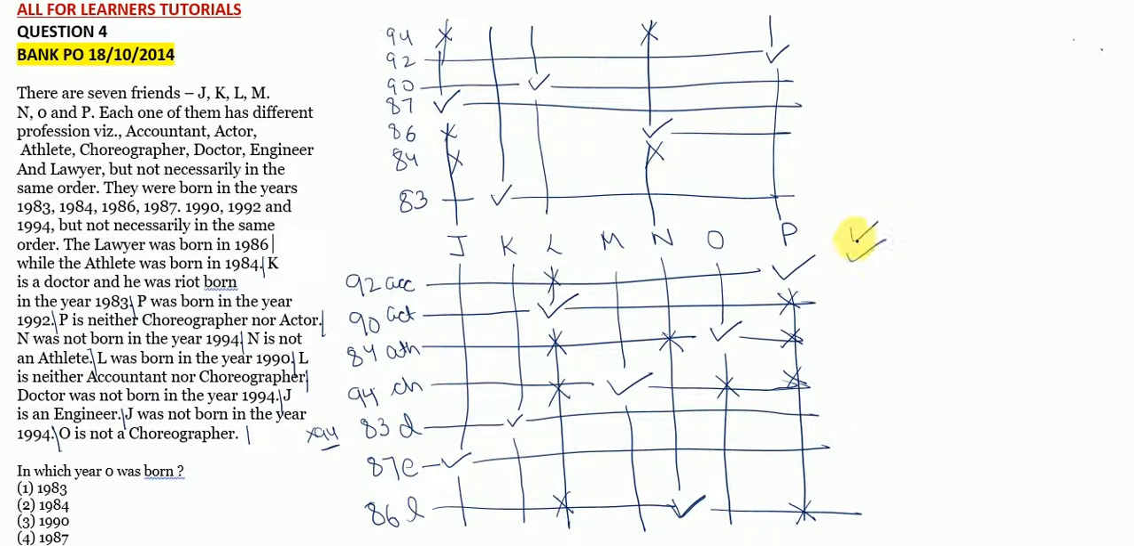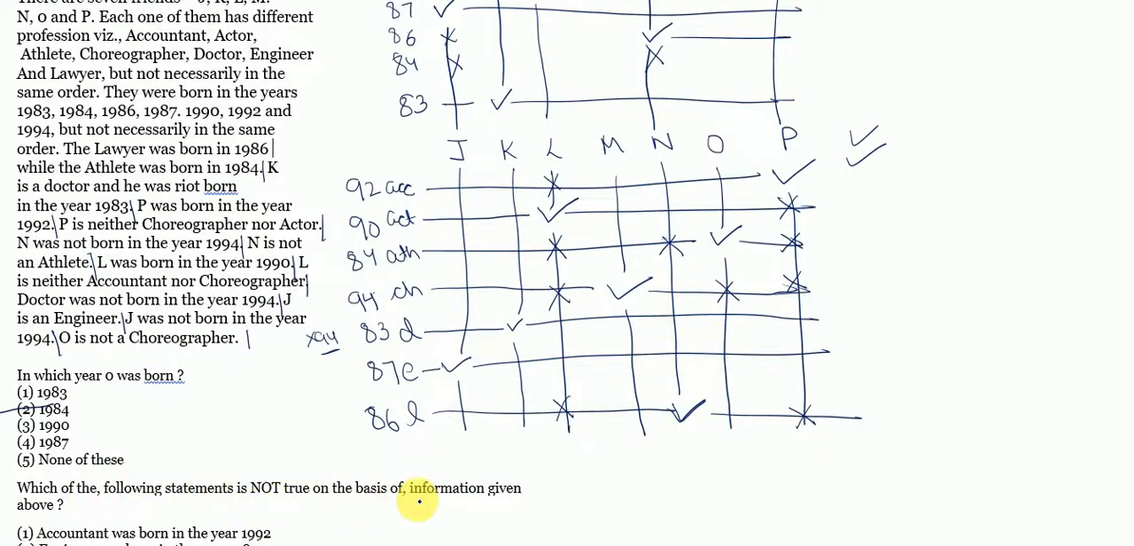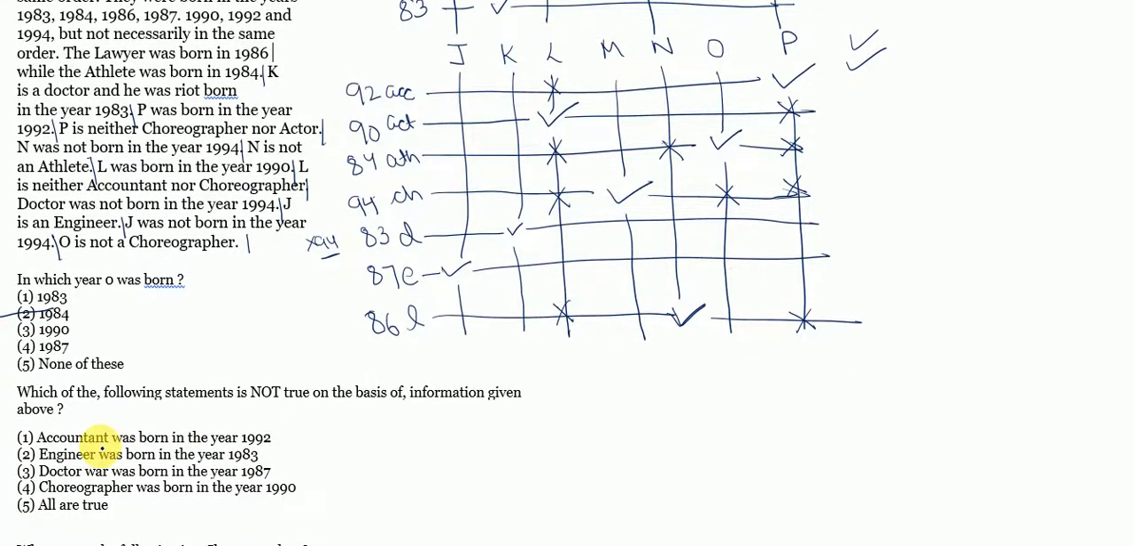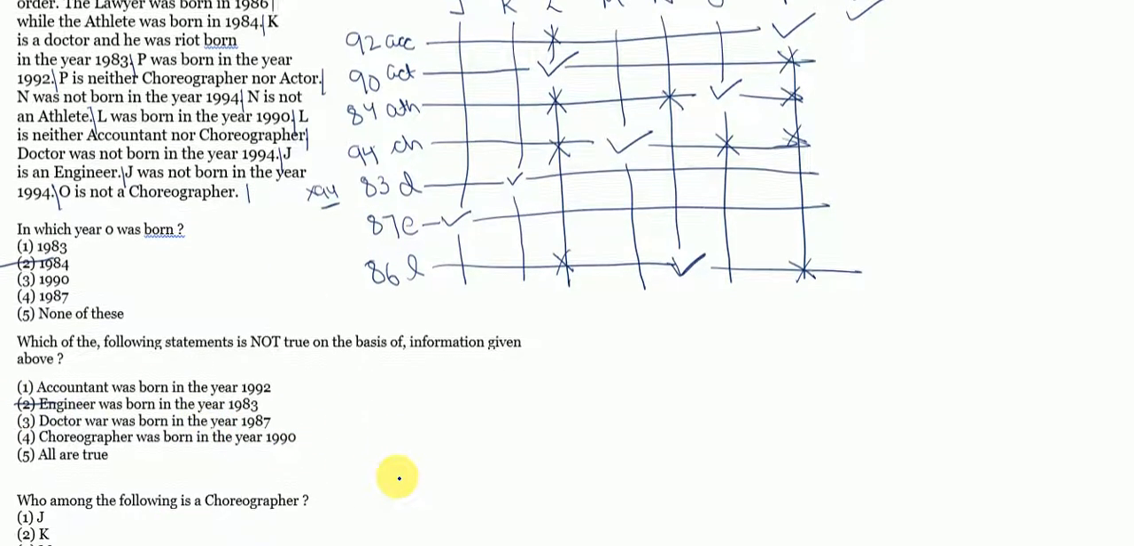Now, let's do the questions. In which year was O born? O was born in 84. Which of the following statements is not true on the basis of the information given above? Accountant was born in the year 1992. Yes, true. Engineer was born in the year 1983? No, he was born in 87. So that is the answer. There is no need to check further options.